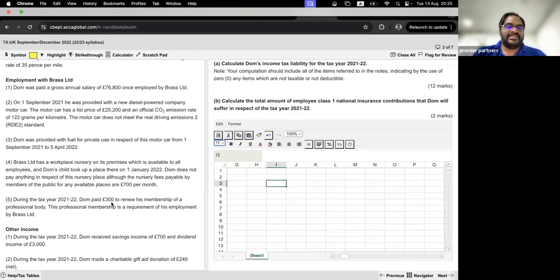During the tax year, Dom paid 300 for renewal of his membership of a professional body. The professional membership is a requirement of his employment by Brass. Now, what do we do? A professional membership fee. What should we do now? For this one, we can simply deduct it from the employment income because it is required to perform the work. And if it is relevant for the work, we can allow the professional subscription fees. Are we good?